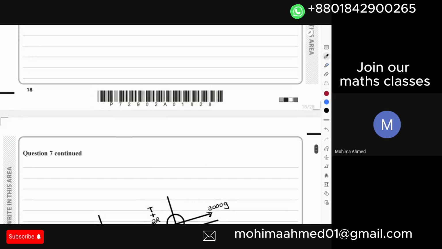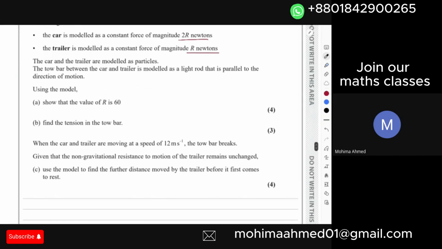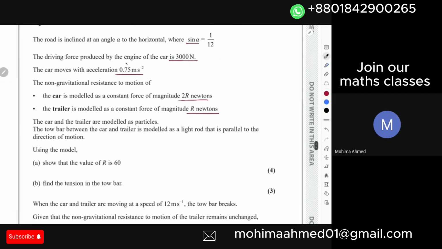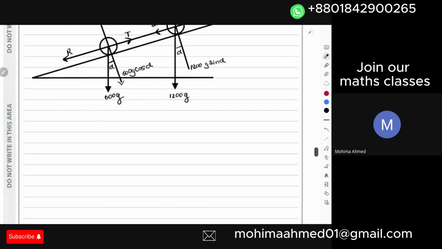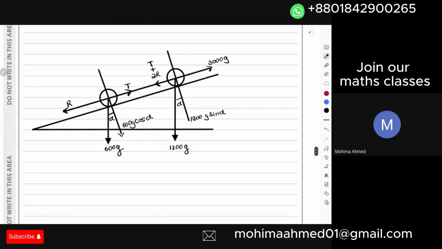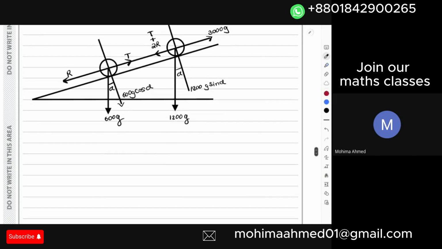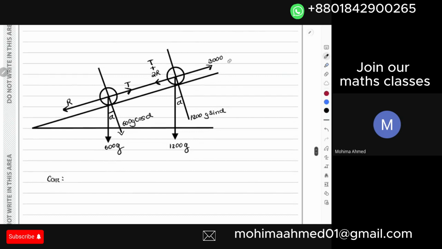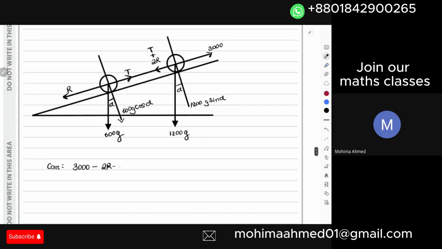Over here, for part A, they were asking to show that the value for R is 600. For that, we're going to use this acceleration of the car. The car was accelerating at 0.75. That means, wait one minute. But if they're connected particles, that means both of them are accelerating with the same value, right? So if I want to write down the expression for all the forces acting on the car, then we have this: 3000 minus 2R minus T equals 1200 a, which is obviously 0.75.